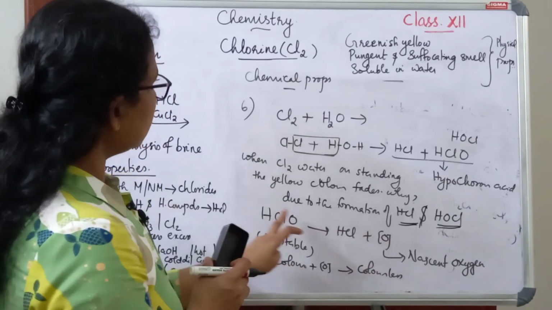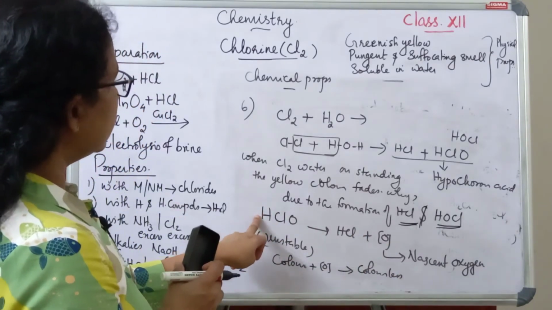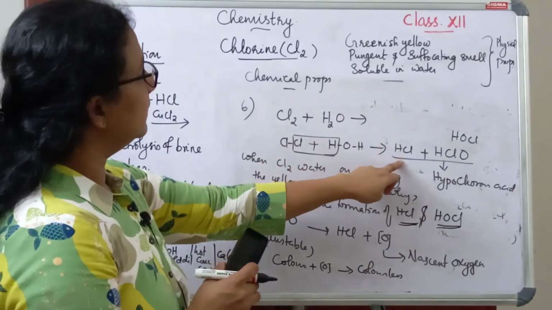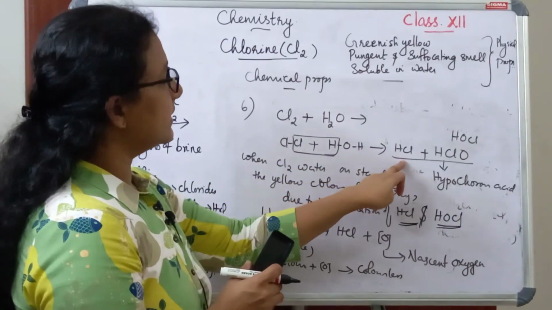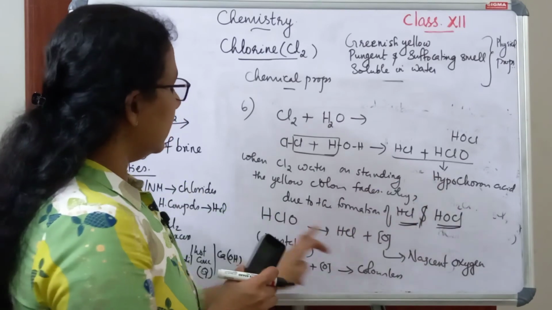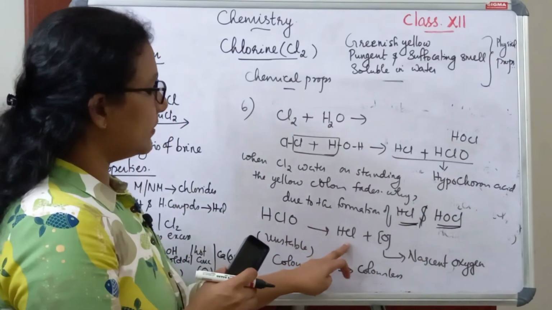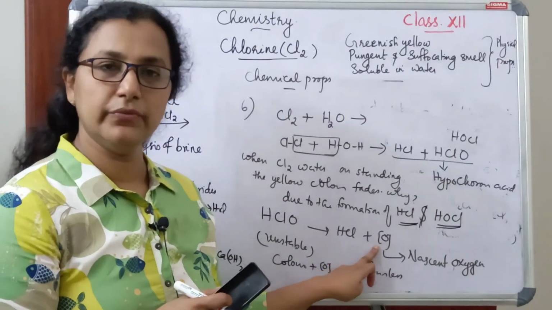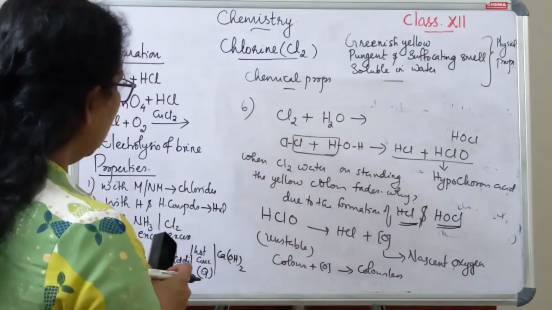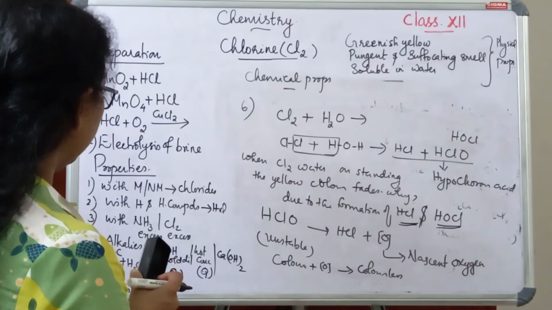So here this HClO is actually formed from this equation, that is chlorine with water produces HCl and HClO, and HClO is actually unstable and that produces HCl and nascent oxygen. So this nascent oxygen is responsible for the bleaching action of this chlorine.